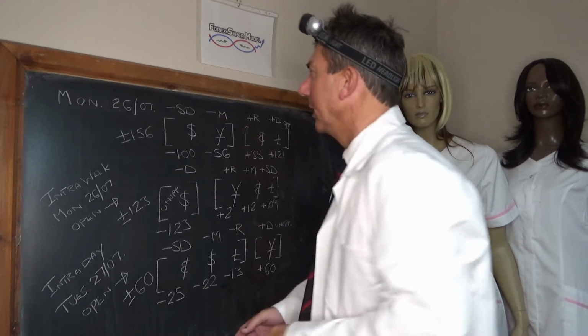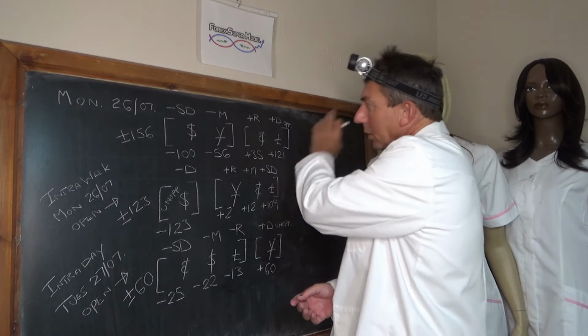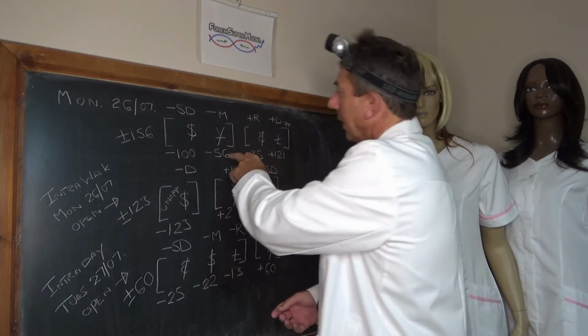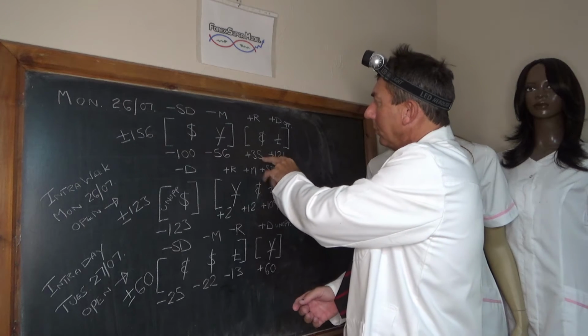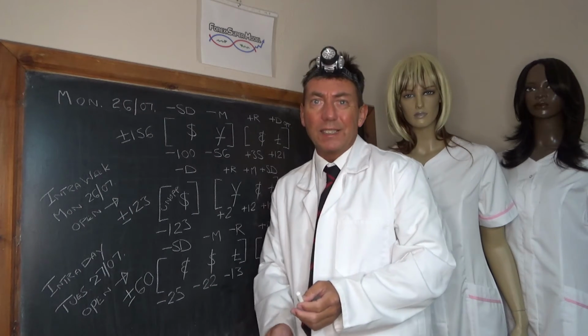Right, yesterday then, Monday, we had a positive opposed driver in the pound at plus 121. Front and back door flows mainly coming out, the dollar at minus 100, out the yen at minus 56, and the euro was the positive rock at plus 35, activity plus or minus 156.